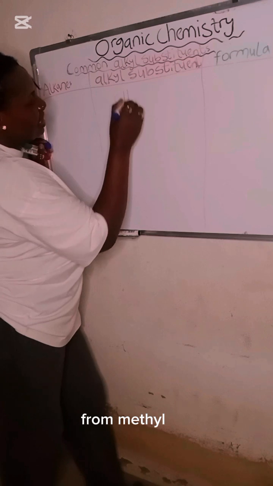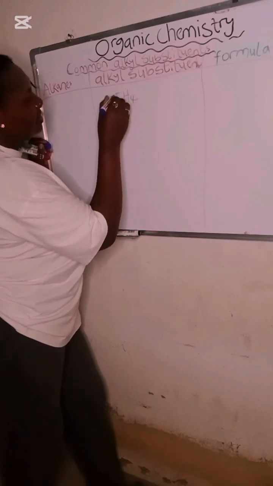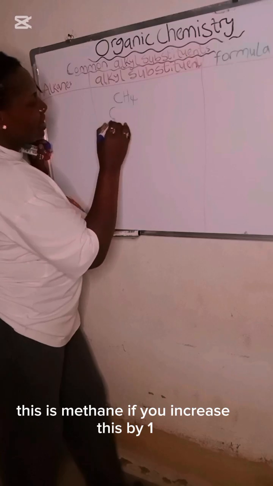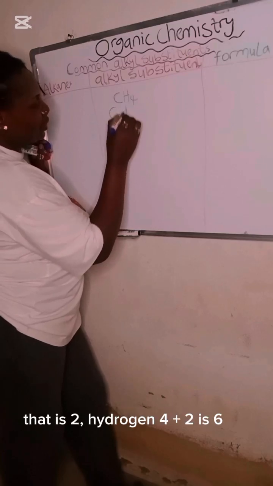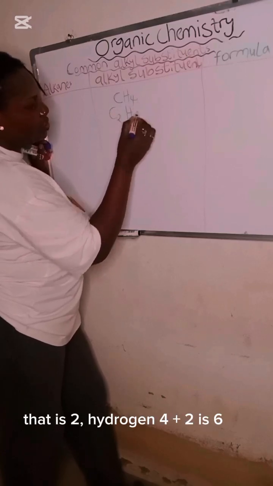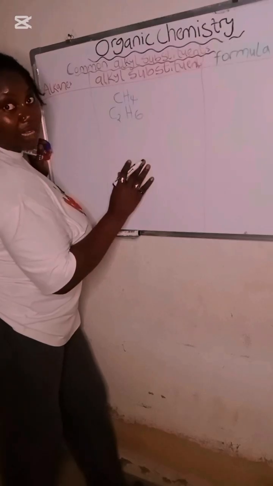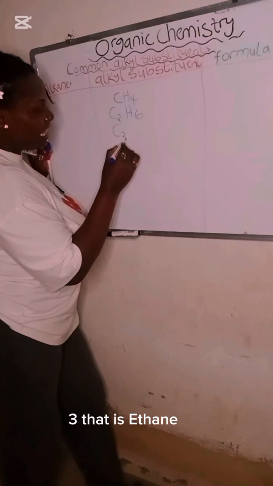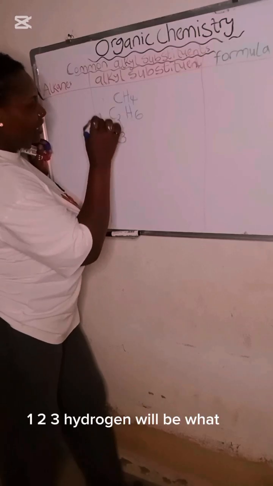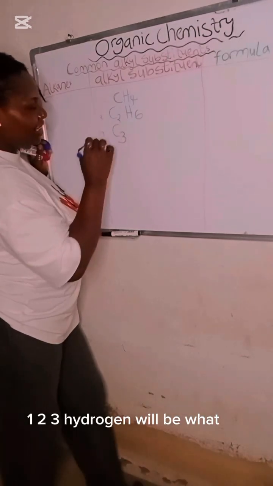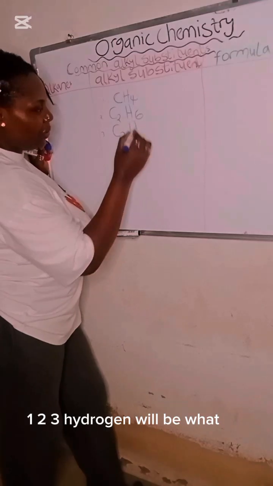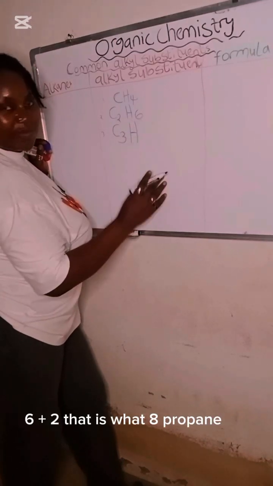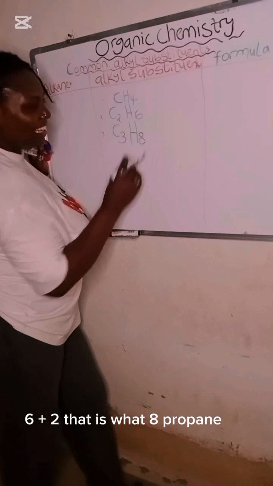See, from methane, this is methane. If you increase the carbon by 1, that is 2. Hydrogen, 4 plus 2, 6. Our next carbon atom is what? 3. That is ethane. 1, 2, 3. Hydrogen will be what? 6 plus 2. That is what? 8.